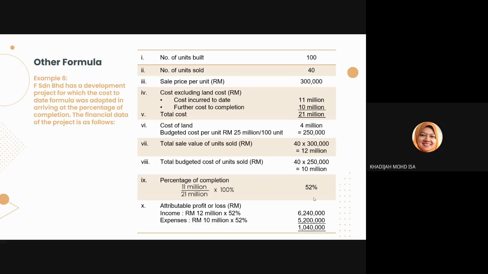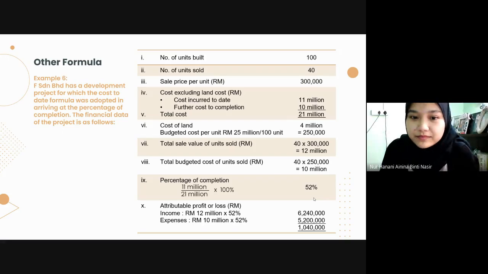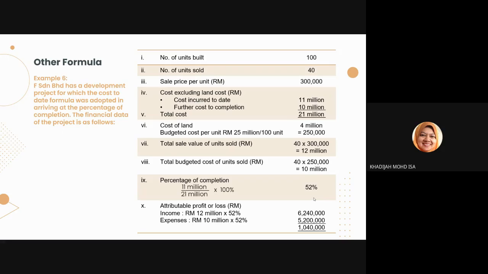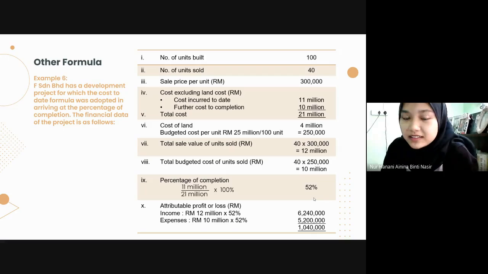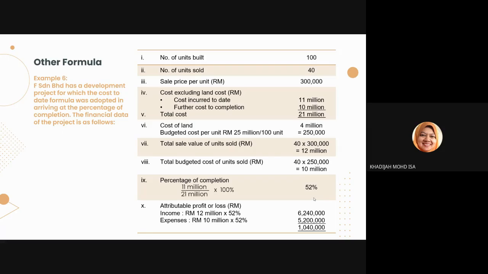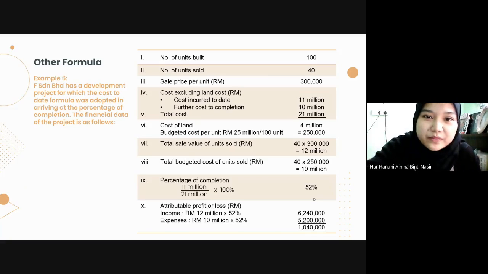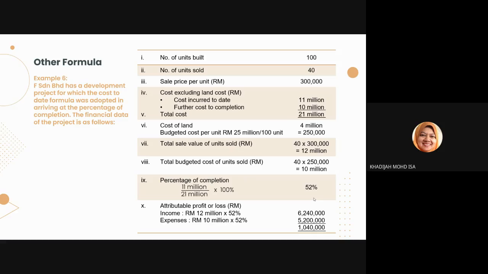So what is your profit? Profit means sales minus cost. Sales price here is 300,000. Is it wrong? Where is the sales value? Correct, you take the sales price per unit multiplied by the units sold. So that is how you get 12 million. That is your sales value, 12 million. But of that 12 million, you can only recognize 52%.